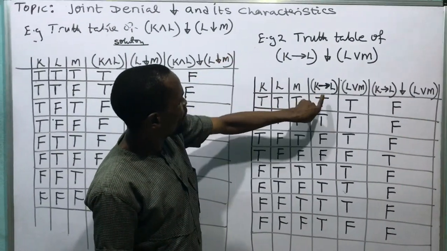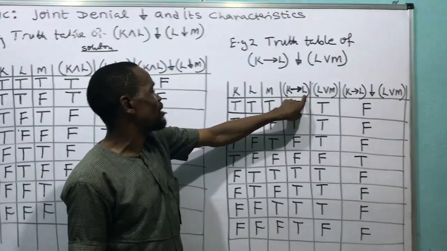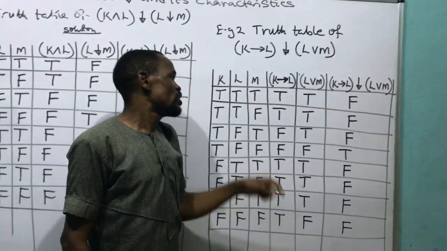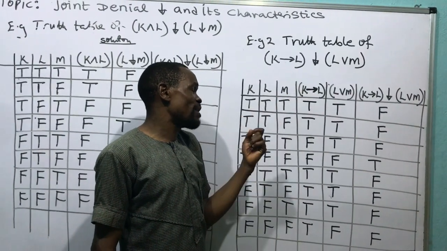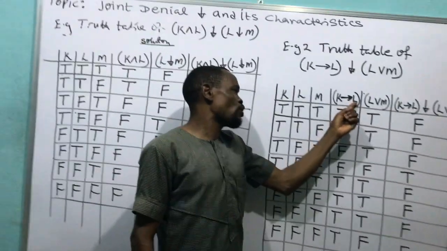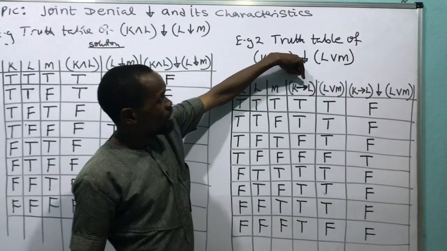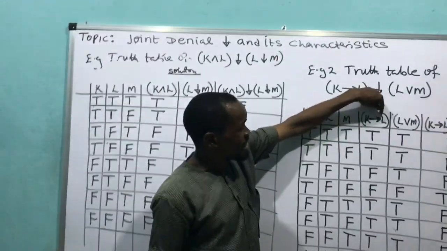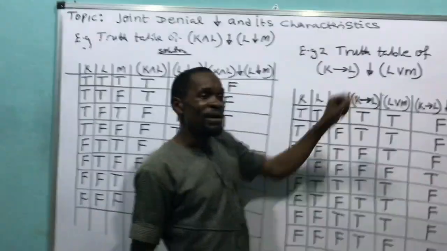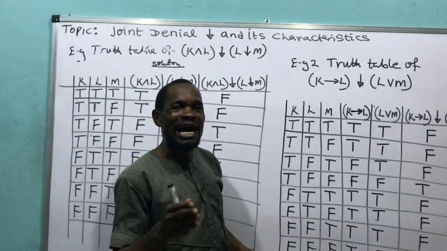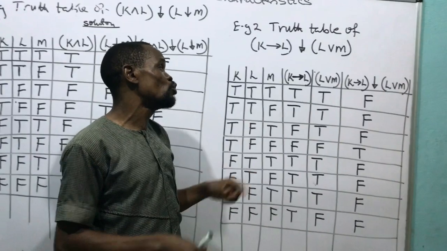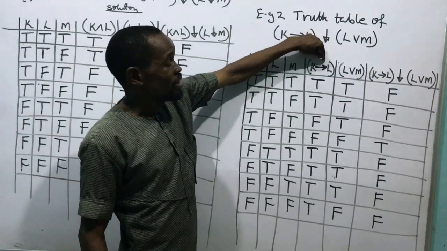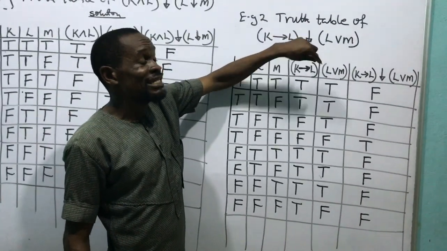Look at it. I'm talking about K implies L. This is single implication. Then what are its characteristics? The characteristic of single implication, which we have done, is that the variable the one arrow is pointing at determines the result. The variable the arrow is pointing at, which is now L, determines the result.